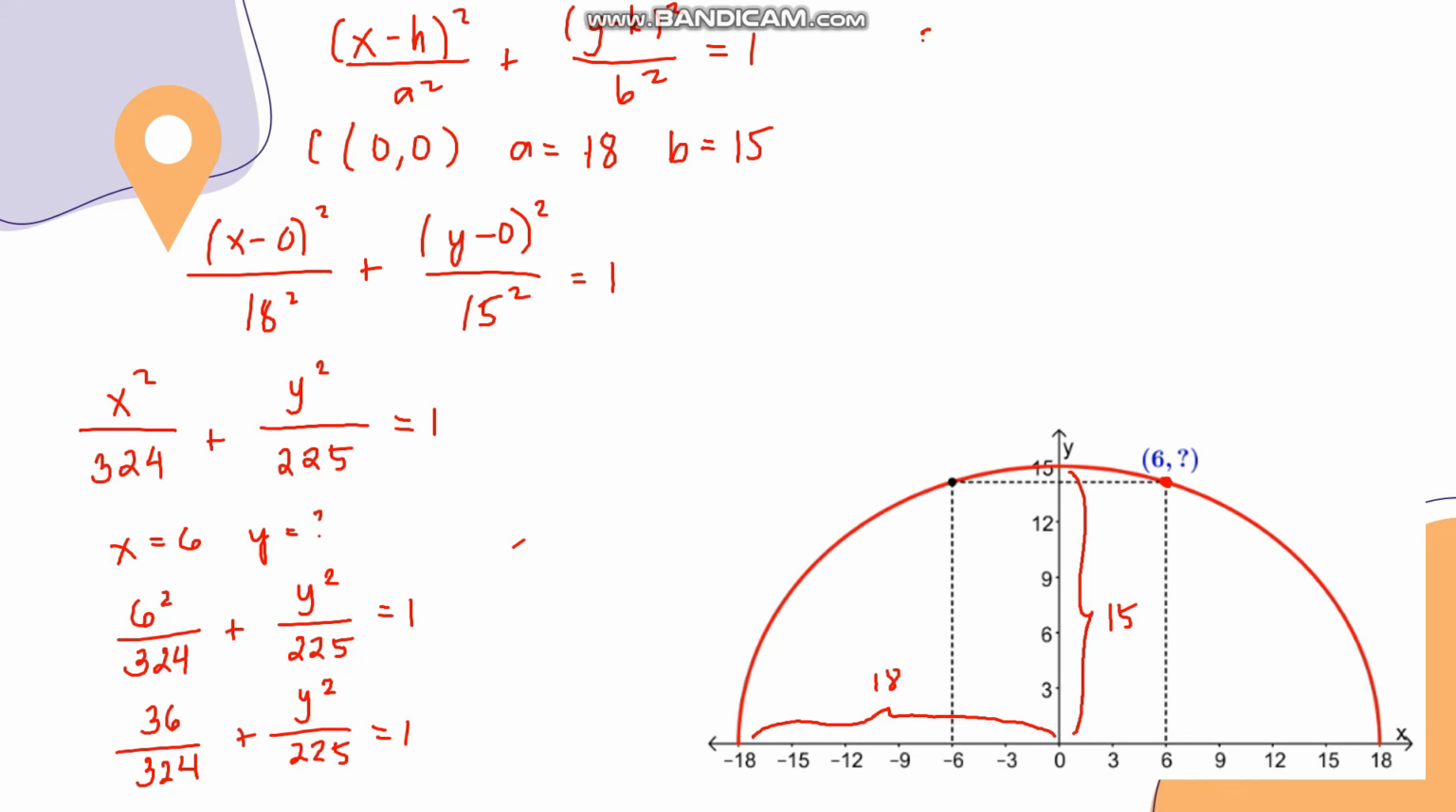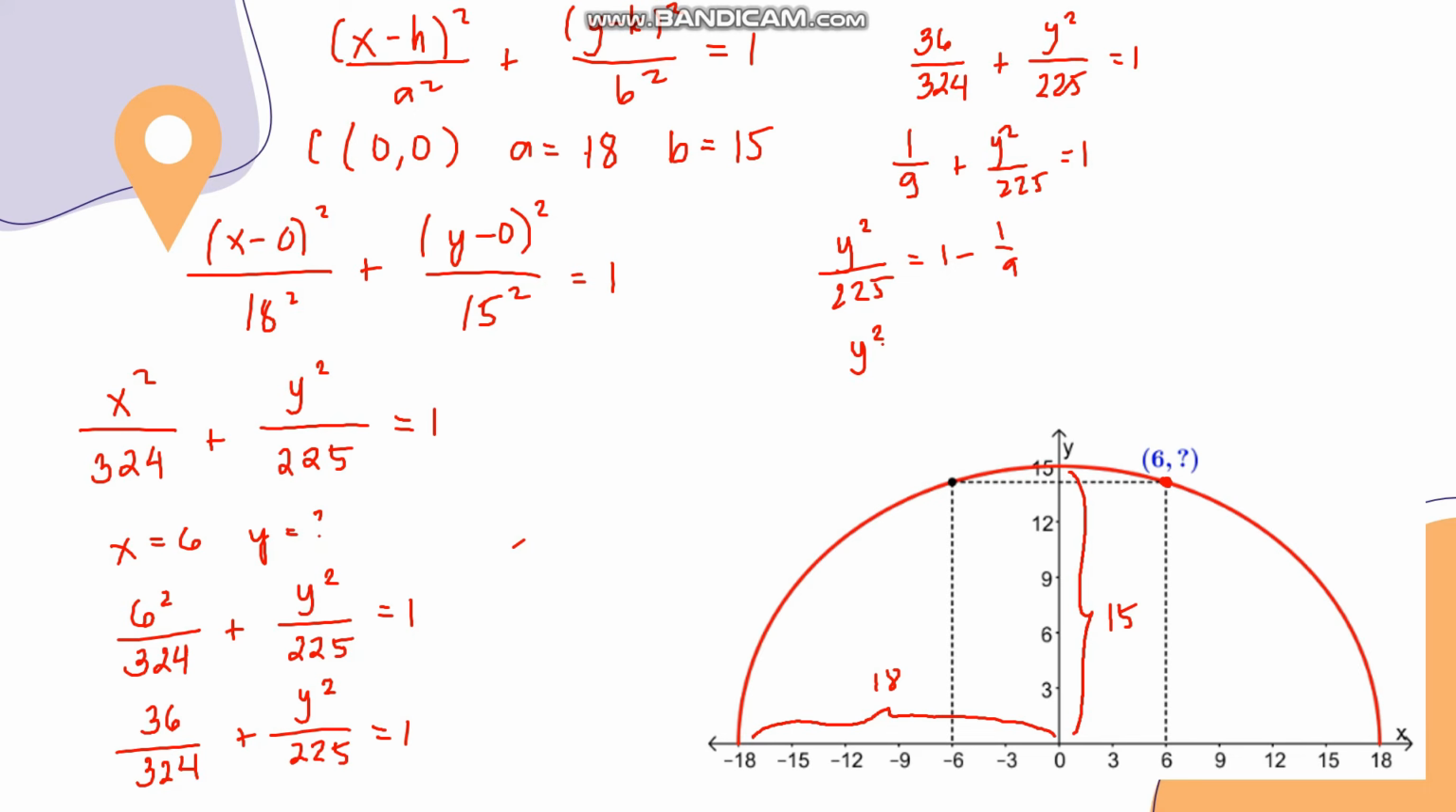Let's simplify. 36 over 324 plus y squared over 225 equals 1. Simplifying 36 over 324 gives us 1 over 9, plus y squared over 225 equals 1. Now let's manipulate this in order to solve for y. We can move 1 over 9 to the other side, so we have y squared over 225 equals 1 minus 1 over 9. If you simplify this, we get 8 over 9.